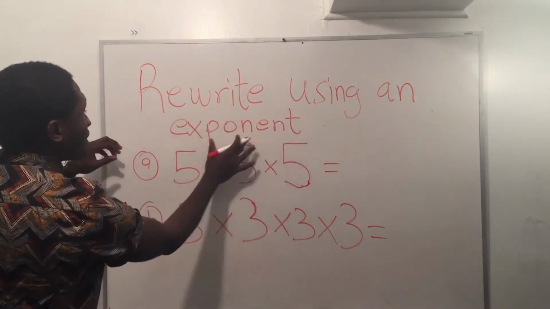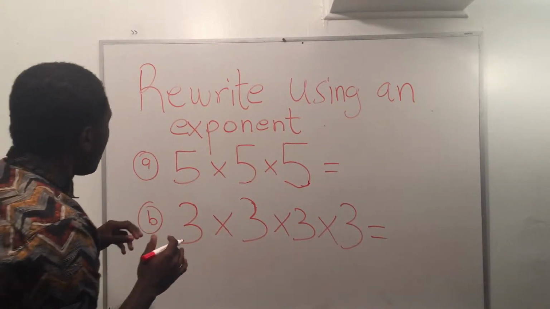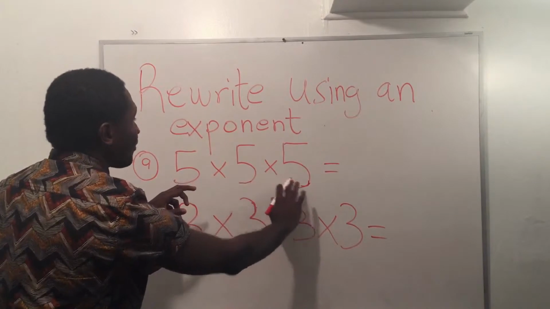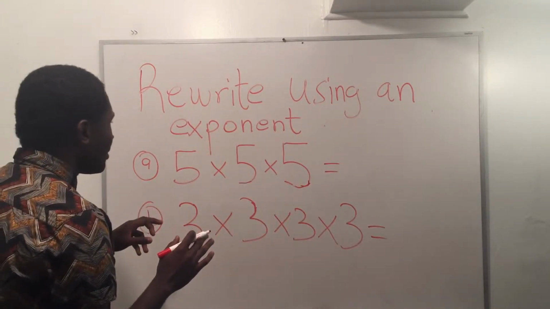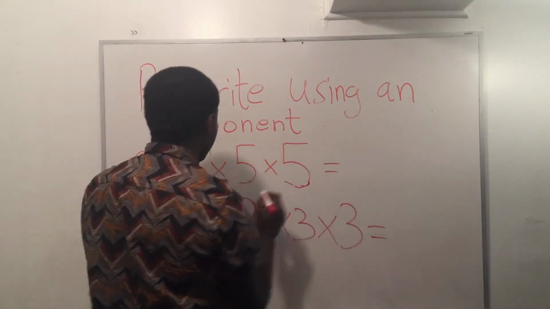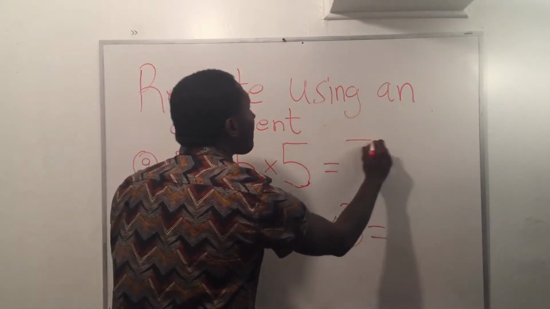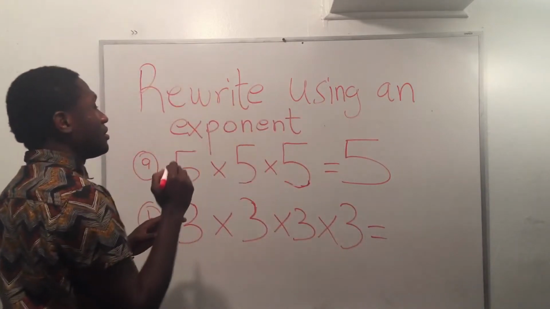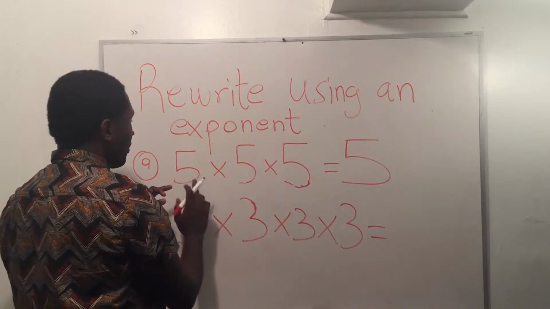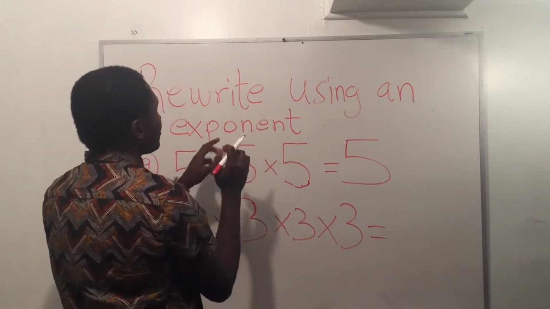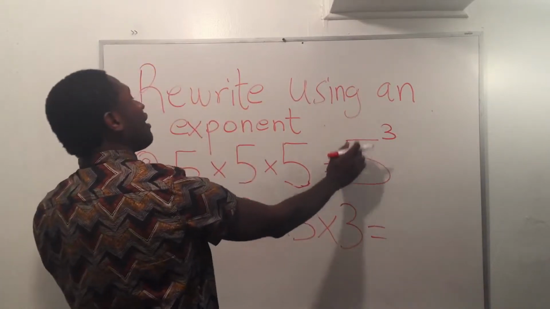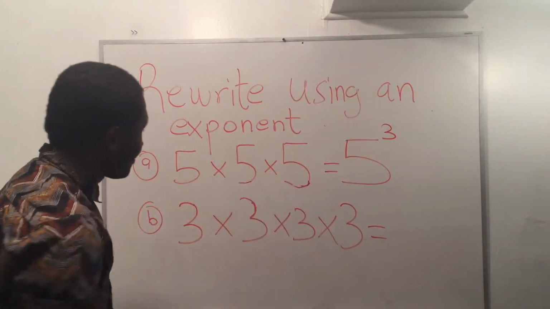Rewrite using an exponent. Well, I see the same number multiplied by itself right there. So what I have to do is copy one of these numbers. So 5 times 5 times 5. I'm going to copy one of the numbers, in this case 5, right? And how many 5s do I see right here? 1, 2, 3. So that means the exponent will be what? Will be 3. So 5 to the third is my answer.